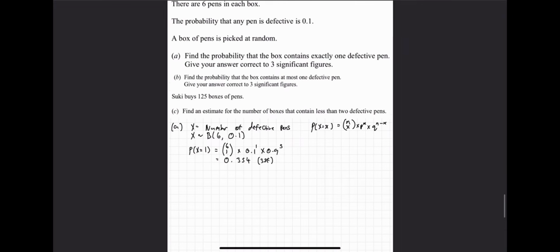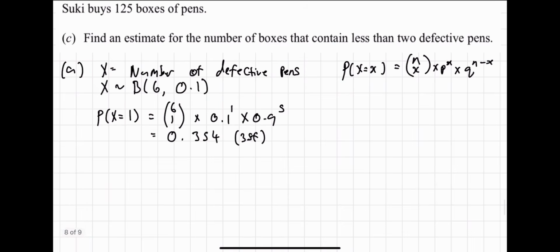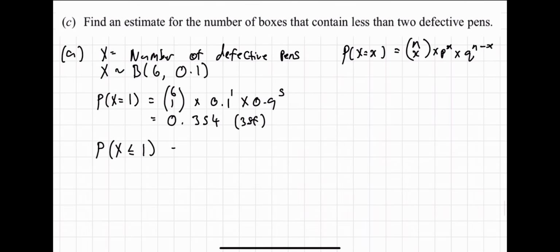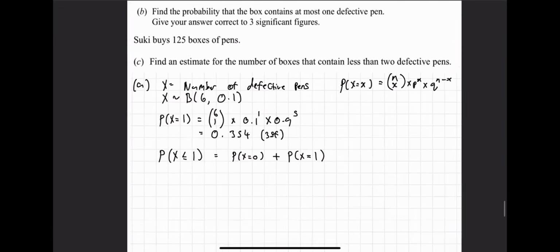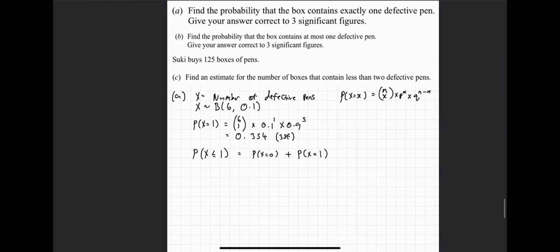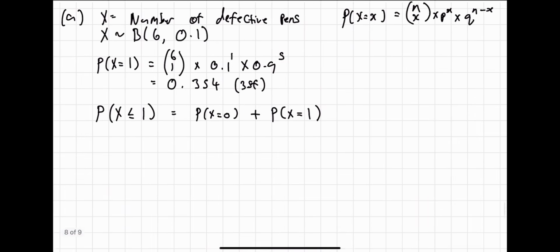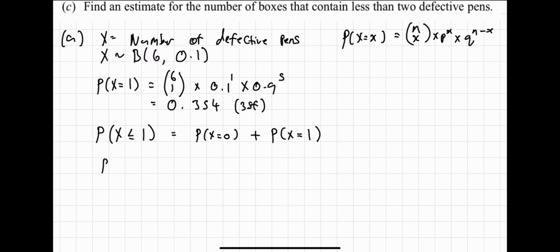And our part B, find the probability that the box contains at most 1 defective pen. So this is asking for the probability that X is at most 1. So I'm going to say less than or equal to 1. So that is the same as the probability of X equaling 0 plus the probability of X equaling 1 added together. Does it say to three significant figures? Yes, it does. So first, let's find the probability of X equaling 0.